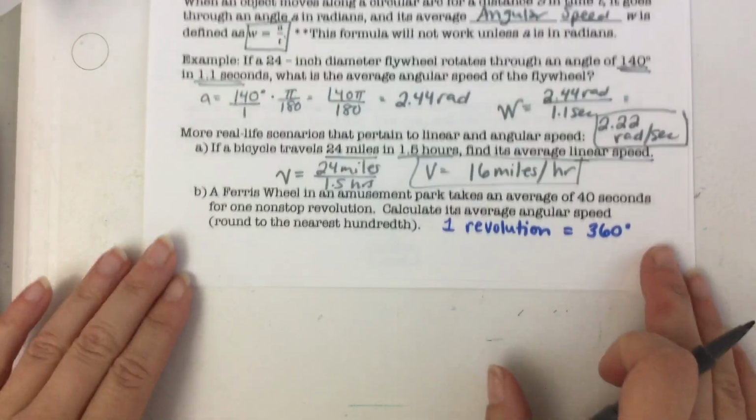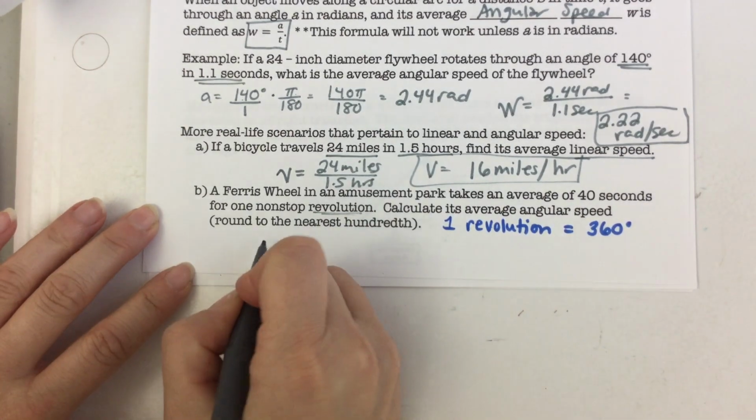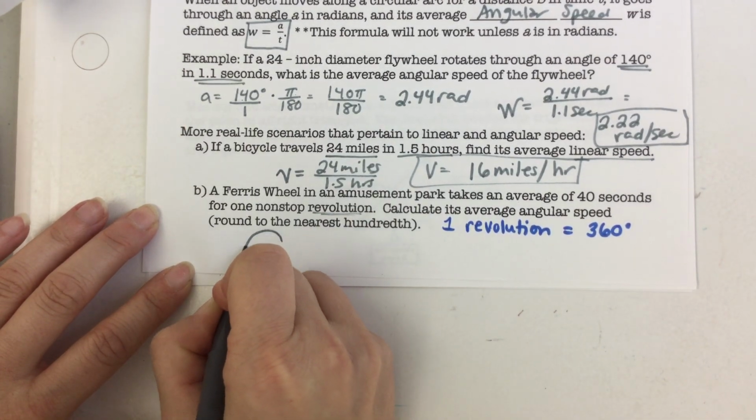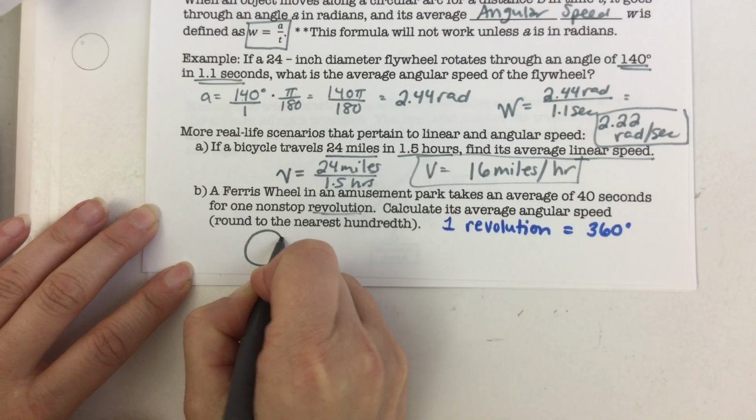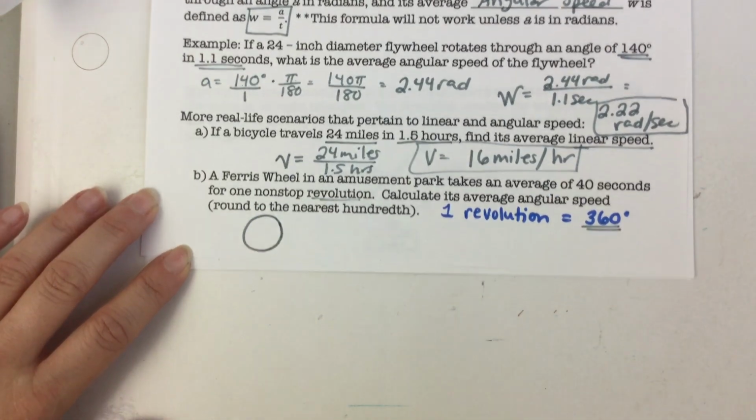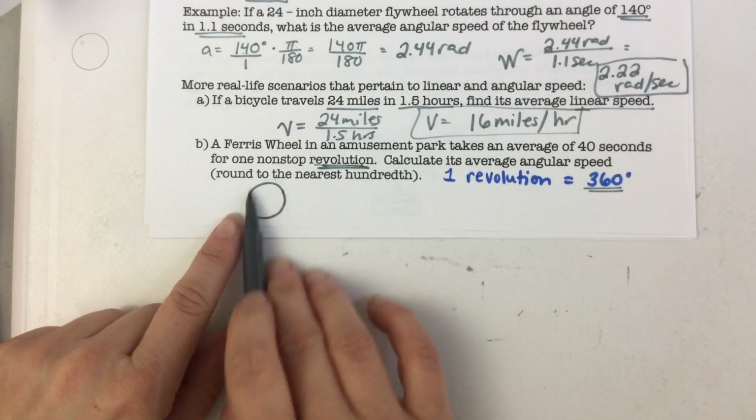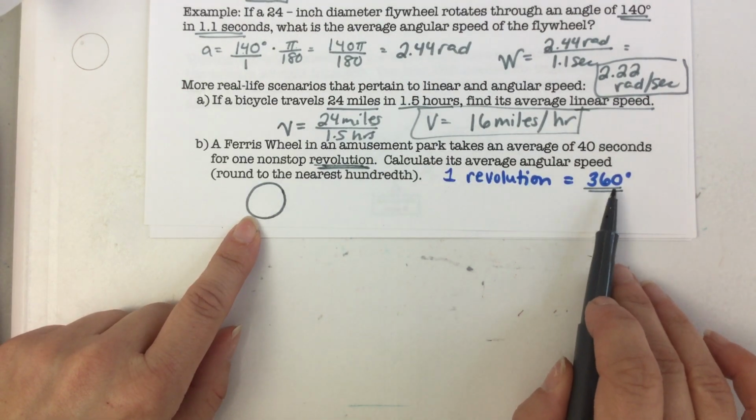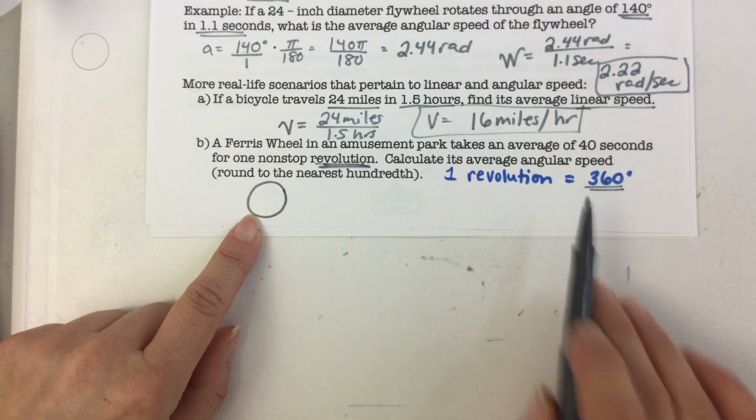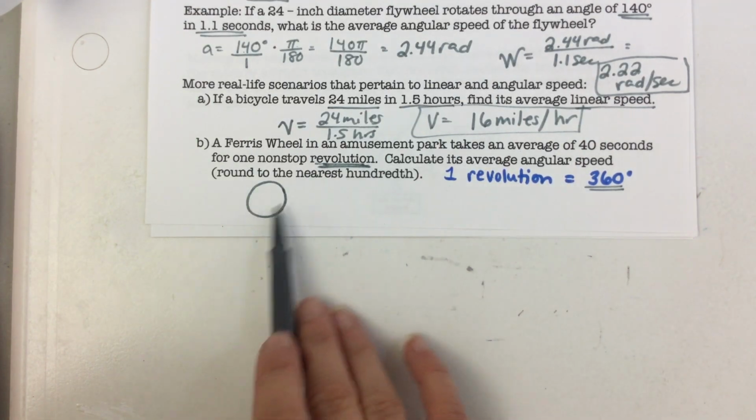Kind of cool. A Ferris wheel at an amusement park takes an average of 40 seconds for one non-stop revolution. Now a revolution, okay, if you picture a circle, and hopefully this is something that you remembered, if not, we got it right now. One full circle equals 360 degrees. So when they talk about a revolution, every revolution is equivalent to 360 degrees. Okay, so again, we have the Ferris wheel. It takes a time of 40 seconds to make one revolution.